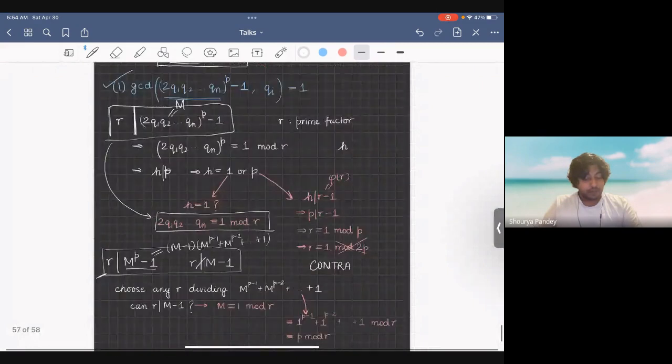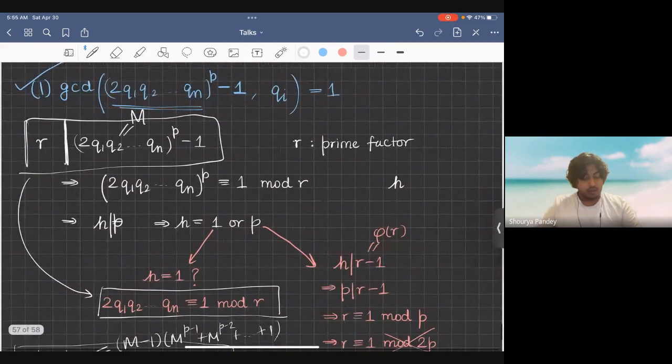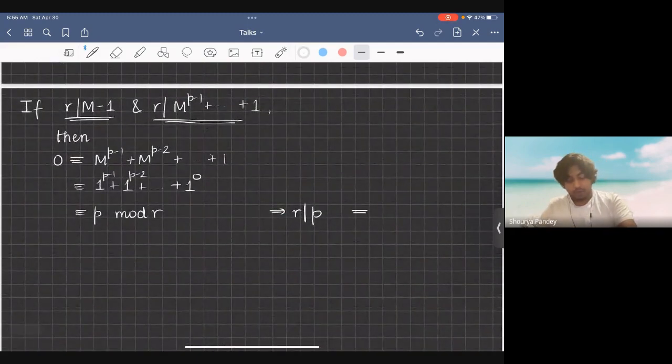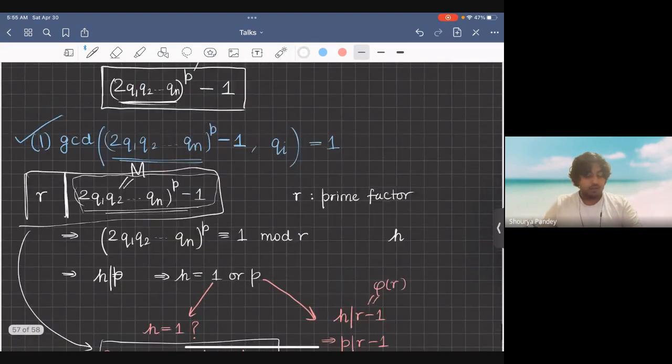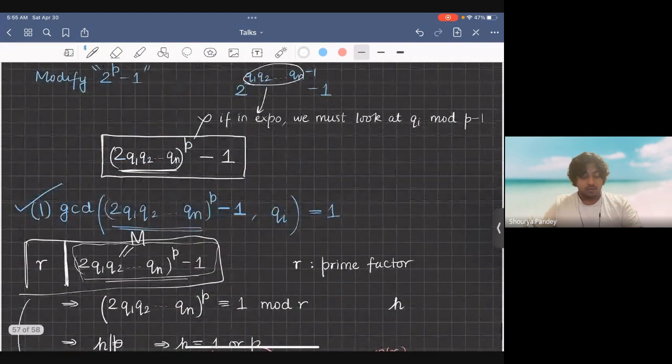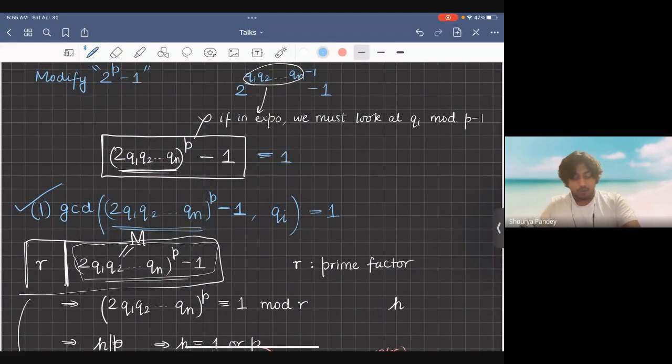But can R divide p? R is a factor of this thing. What is this mod p? I mean, if R divides p, then R is equal to p, right? Because R and p are primes. But does p divide this thing? No, because this is 1 mod p. So p cannot divide this, right? Is this clear?